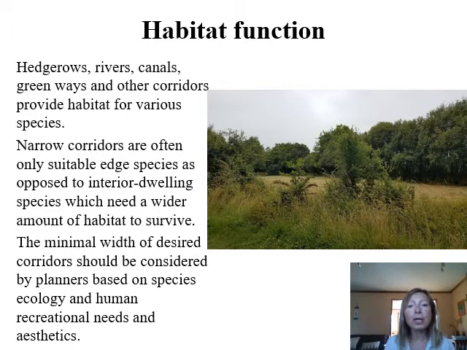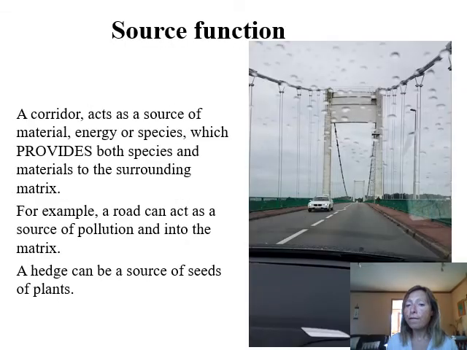Narrow corridors are usually more suitable for edge species as opposed to interior dwelling species, which need much wider amount of habitat to survive. This is why the minimal width of desired corridor should be considered by land use planners based on species ecology and also based on human recreational needs and landscape aesthetics when we think about recreational green spaces. The fourth function provided by many corridors in the landscape is the function of source.